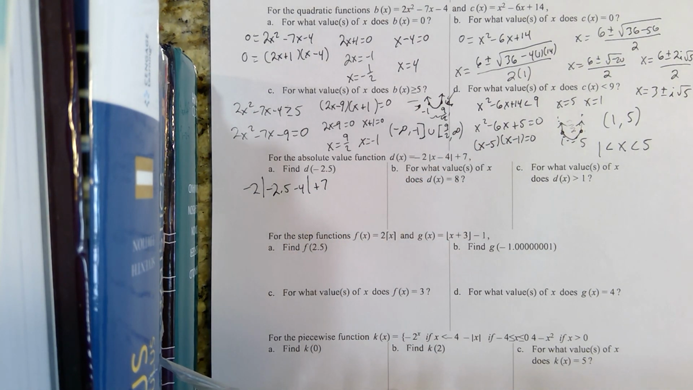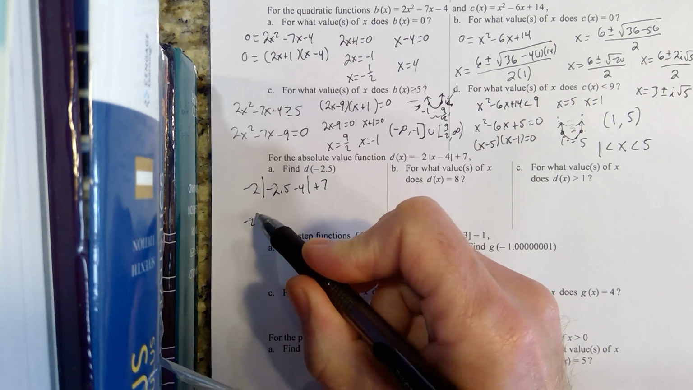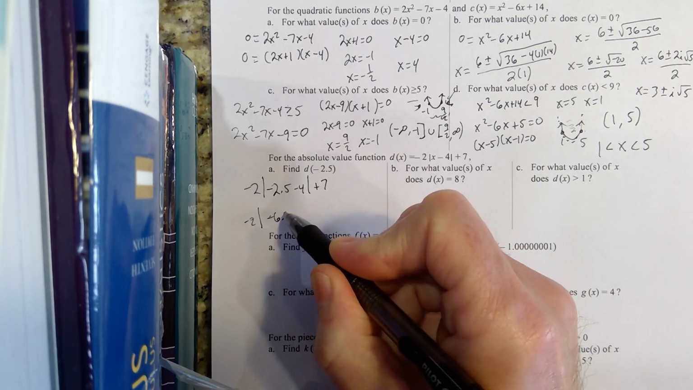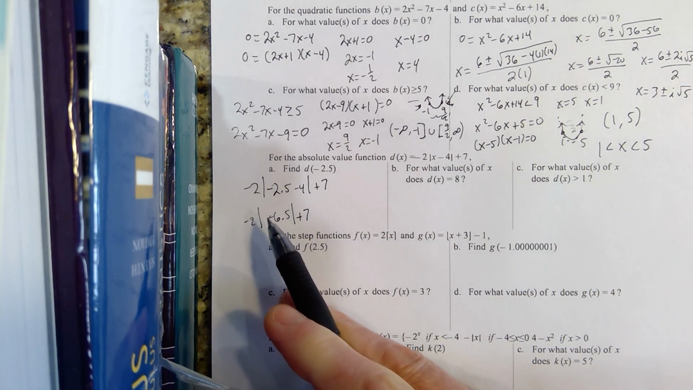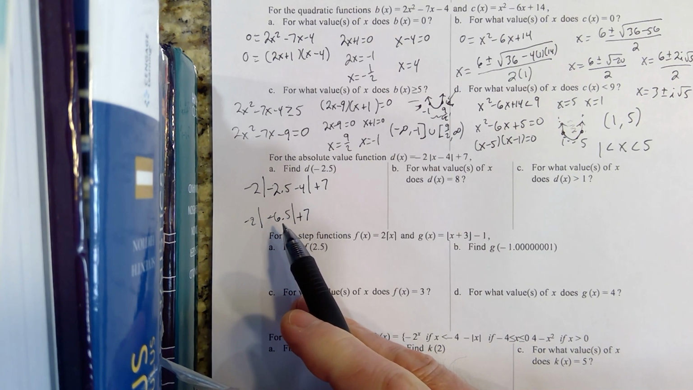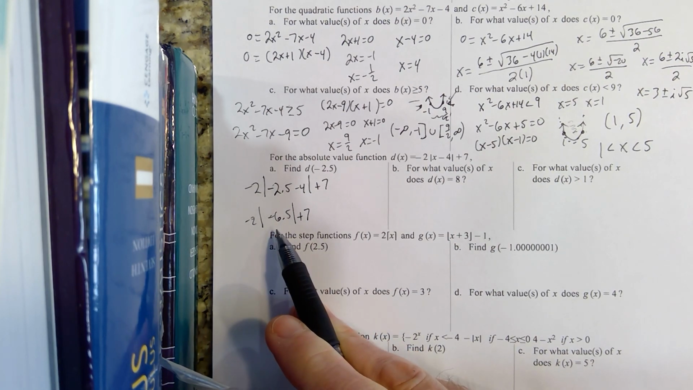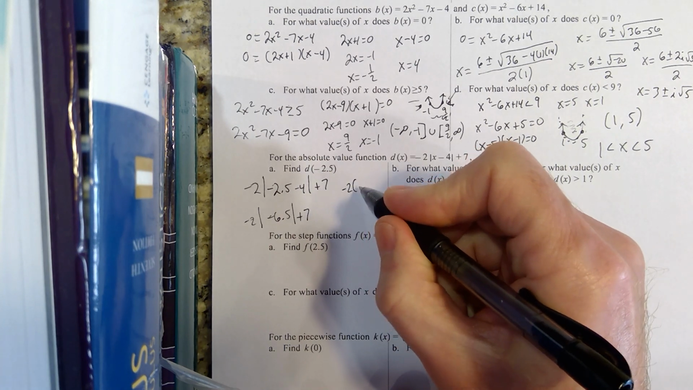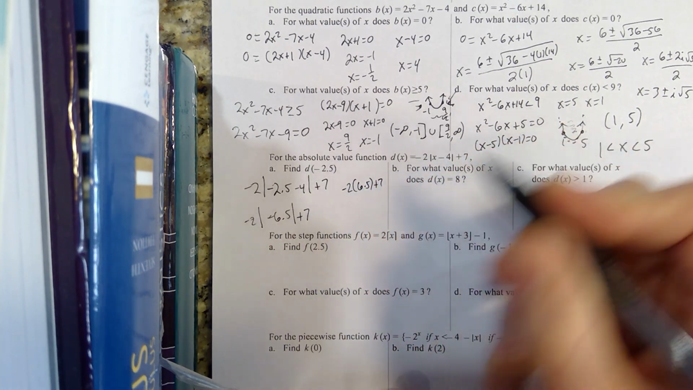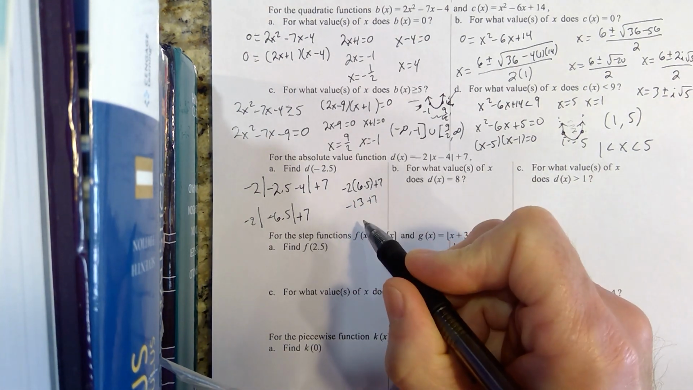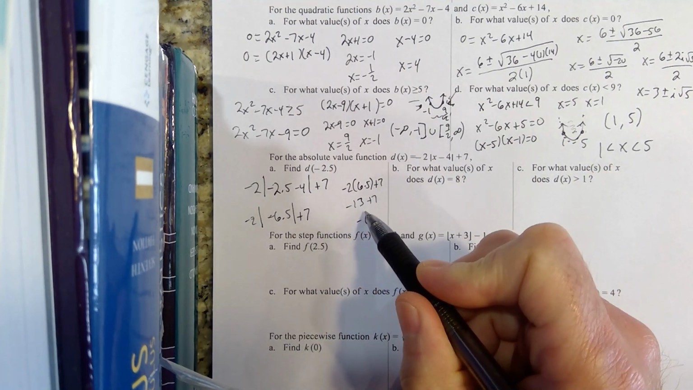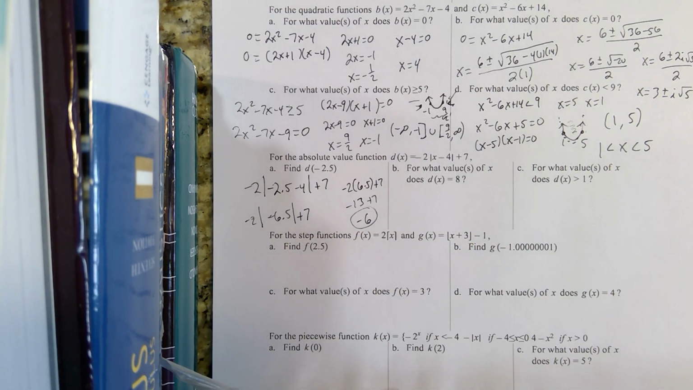Okay, and now evaluate. Okay, and here's where I get to take the absolute value. Once it's simplified inside the absolute value bars, that's when you do your absolute value operation. So this is going to become negative 2 times a positive 6.5, which is negative 13, and negative 13 plus 7 is negative 6. So there's our output for that function when our input was negative 2.5.